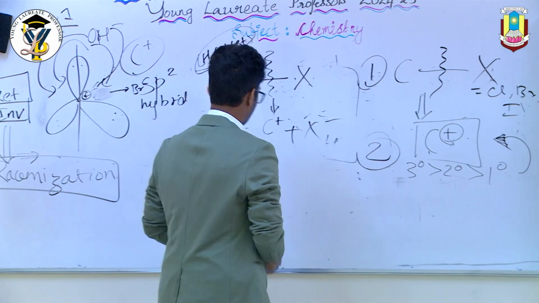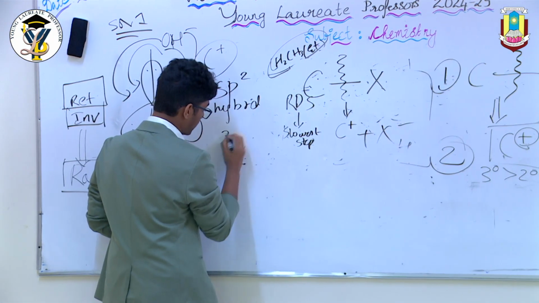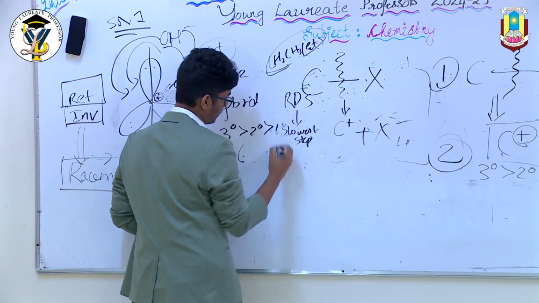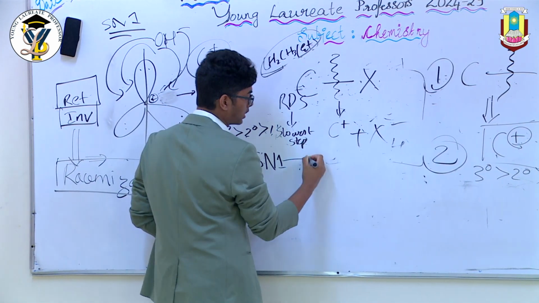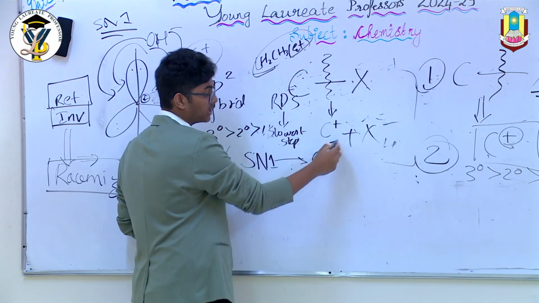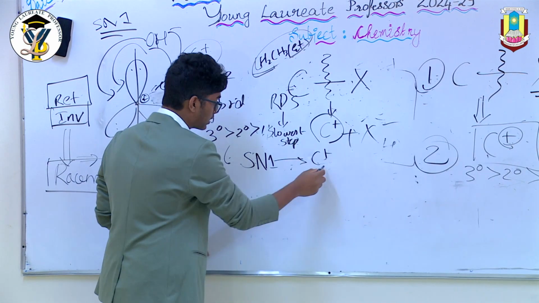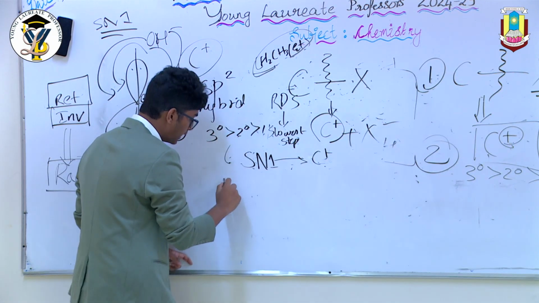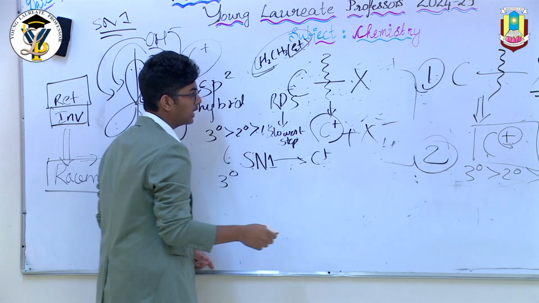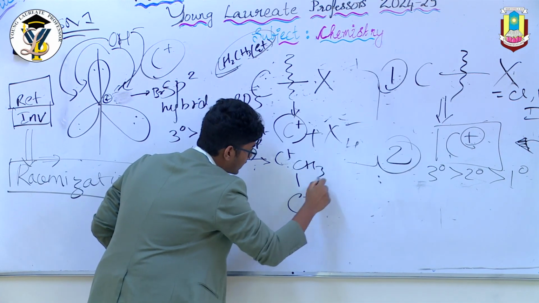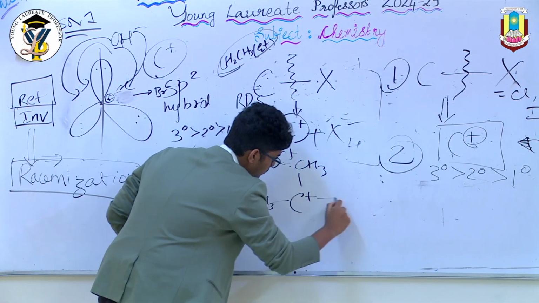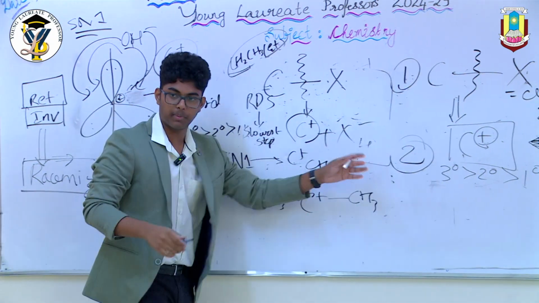In tertiary, yeah. We know that the order is 3 degree, then 2 degree, then 1 degree. So in an SN1 reaction, it depends upon carbocation stability because it involves the formation of a carbocation, right? And speaking of carbocation stability, 3 degree is always greater because let's say we have an electron deficient carbon, which is called a carbocation. Let's say it has 3 bulky groups.